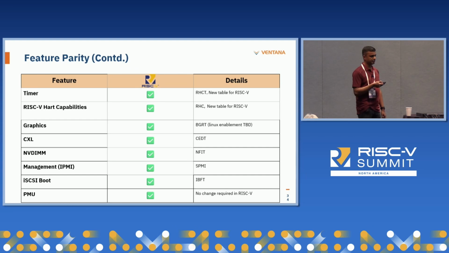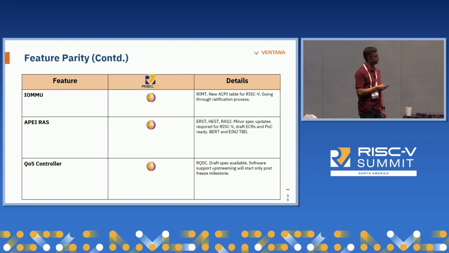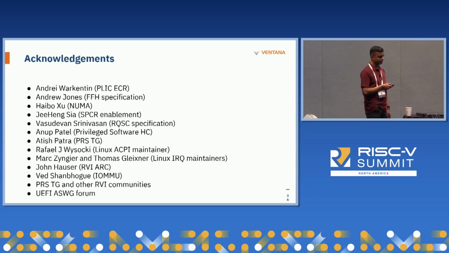For RISC-V hart capabilities, like I mentioned, the ISA string, we have the RHCT table. There are also some non-architecture-specific things, like graphics, CXL, NVDIMM, management, iSCSI boot, and PMU. Everything should be supported in RISC-V as well without any changes. Some of the advanced features like IOMMU, APEI, RAS, and the QoS controller are in progress. We are going to freeze very soon, and probably next year they will be upstreamed as well.